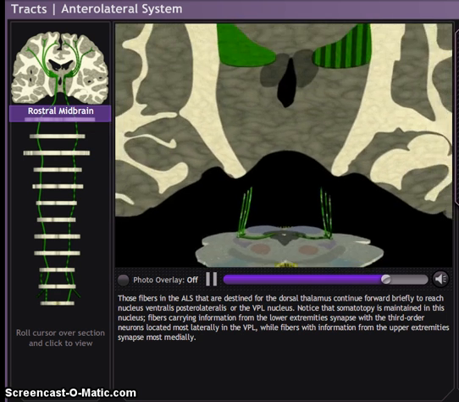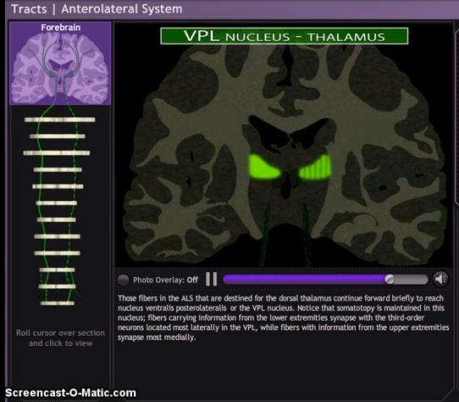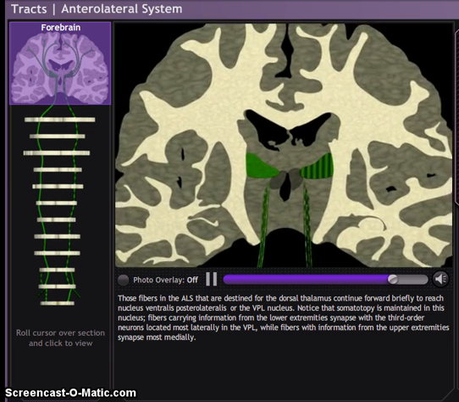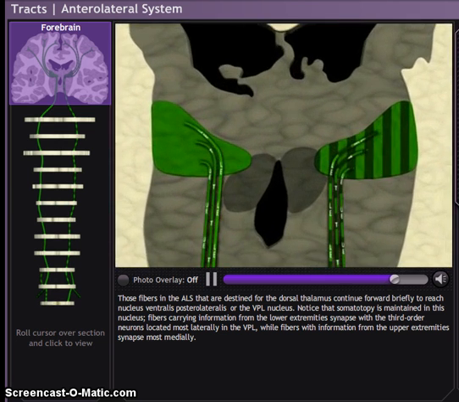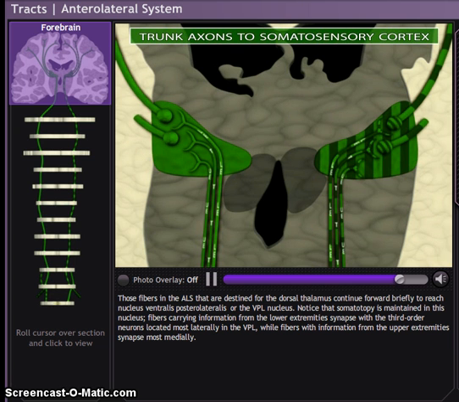Those fibers in the ALS that are destined for the dorsal thalamus continue forward briefly to reach the VPL nucleus. Notice that somatotopy is maintained here. Fibers carrying information from the lower extremities synapse with the third-order neurons located most laterally in the VPL, while fibers with information from the upper extremities synapse most medially.